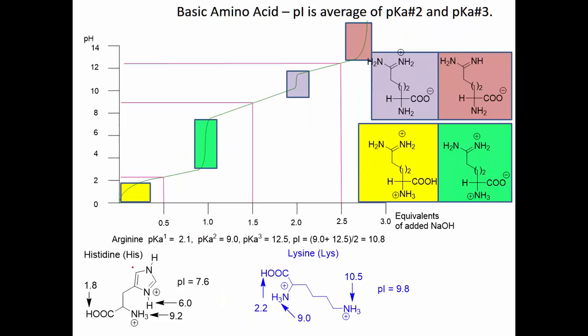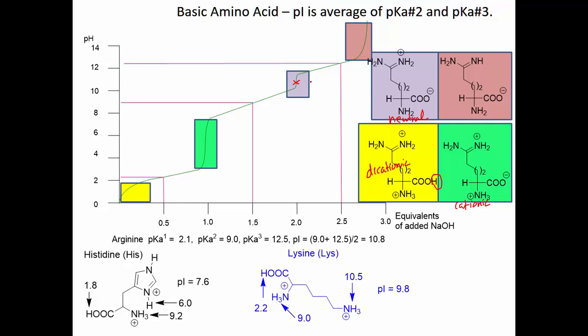Okay, all right, so let's look at a basic amino acid. This is the highest pI of them all, arginine. Okay, so when it's fully protonated, it's actually dicationic. Removal of this first proton here gives us now the cationic form. And we don't get to the neutral form until we pull the second proton off.